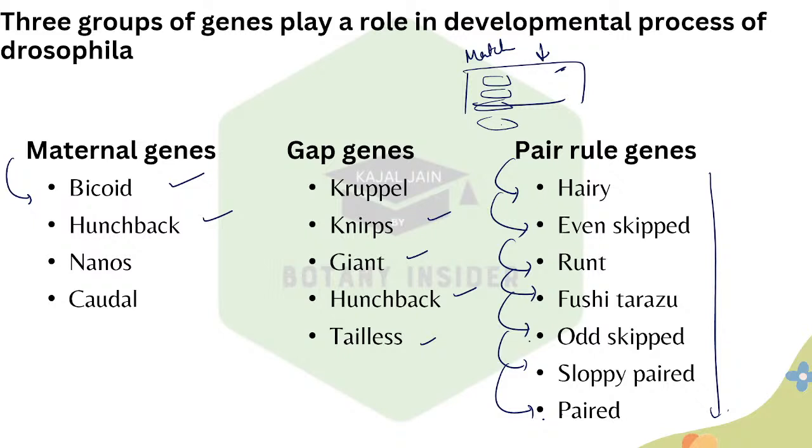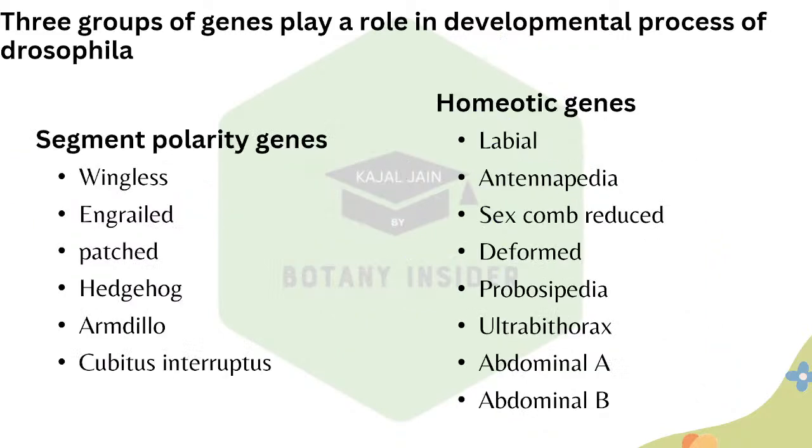Maternal genes, then you have gap genes, pair rule genes, then after that the segment polarity genes. In the case of the segment polarity genes, we have wingless, engrailed, patched, hedgehog, armadillo, and cubitus interruptus. You have to remember all the names. First one is wingless, then engrailed, patched, hedgehog, armadillo, and then cubitus interruptus.